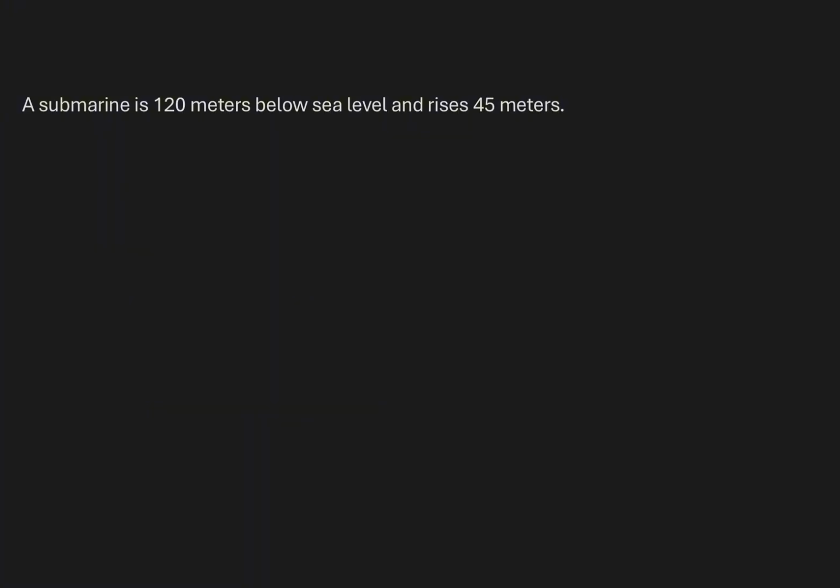Here's another example. A submarine is 120 meters below sea level and rises 45 meters. Since it's below sea level, its position is going to be at negative 120 meters. And it's rising 45 meters, which means we need to add 45 to negative 120. In order to solve this problem, we need to look at the signs and identify if they are the same or different. Since they both seem to have different signs, we're going to subtract them. So 120 minus 45 is equal to 75.